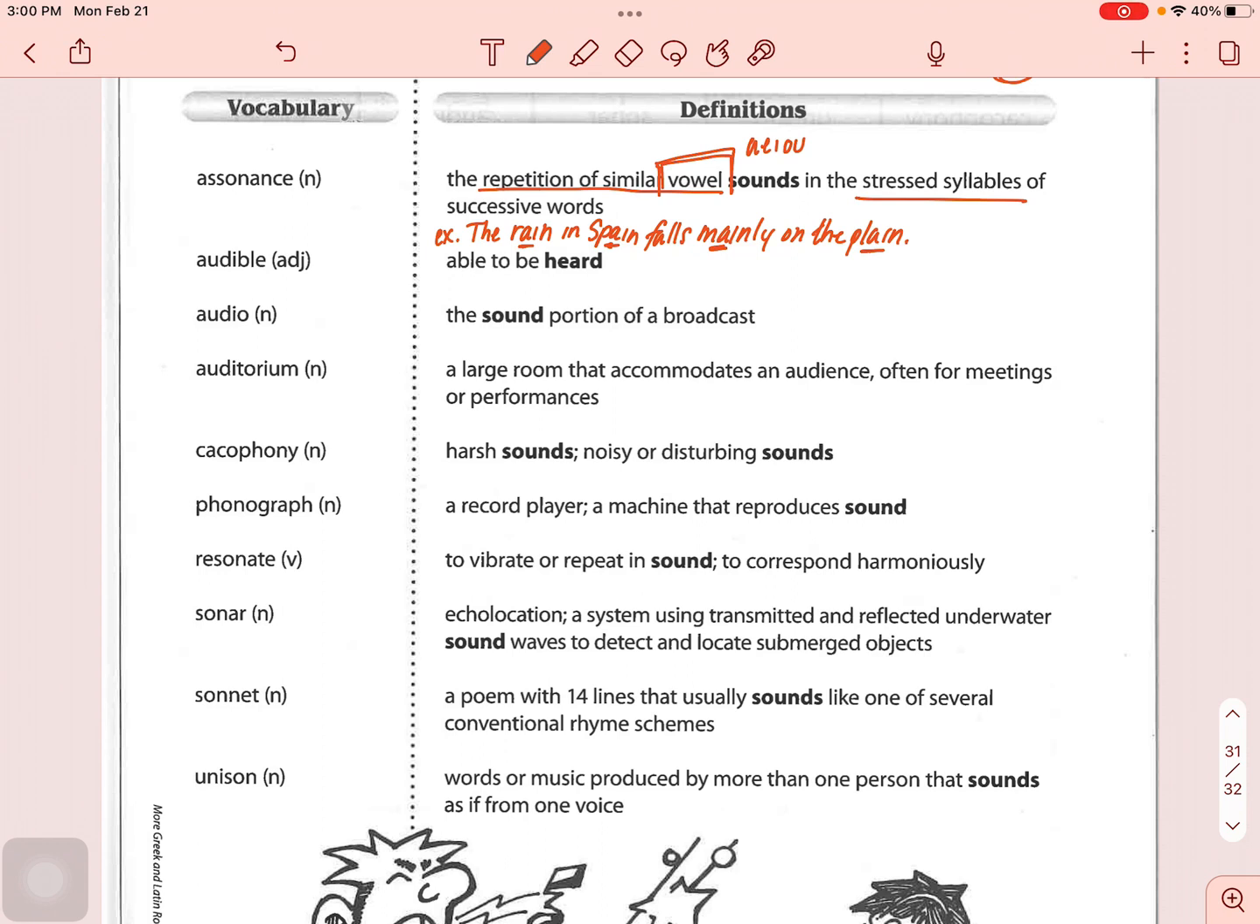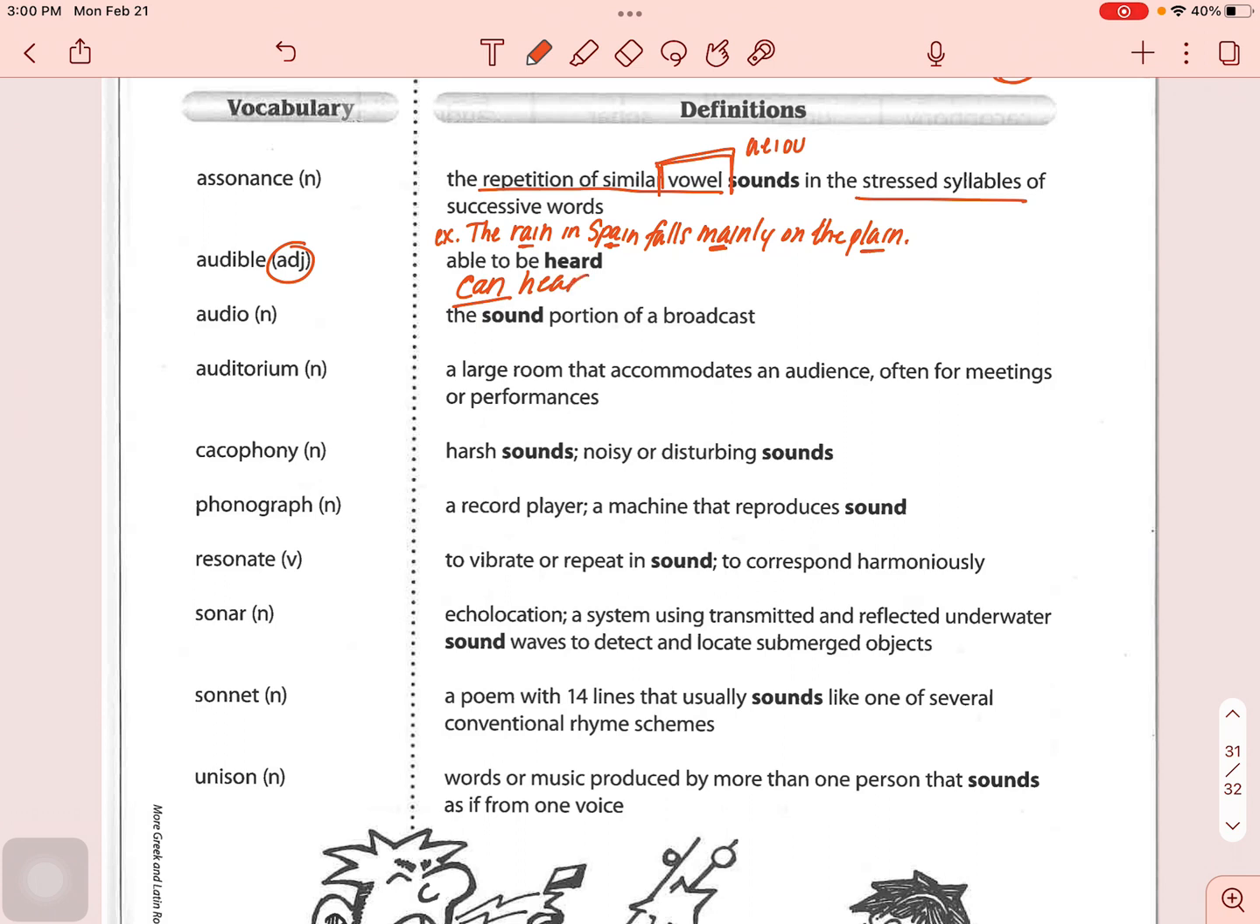Okay, the next one is audible. Audible describes a noun, so it describes if something is able to be heard, okay? So if I say that I watched the video and the sound was not audible, it means that I couldn't hear it, okay? So you can hear it if it's audible.